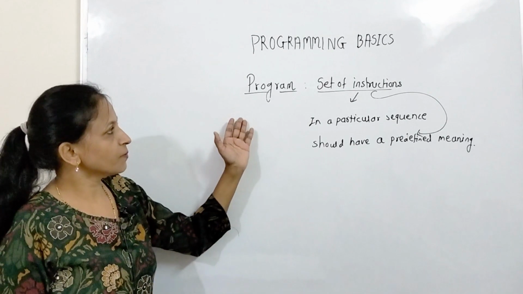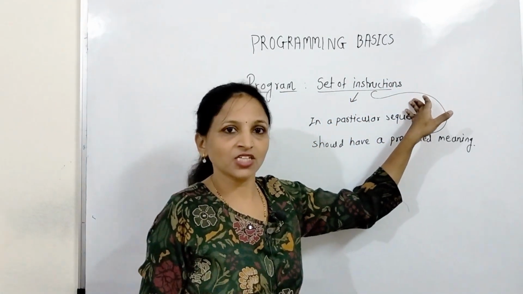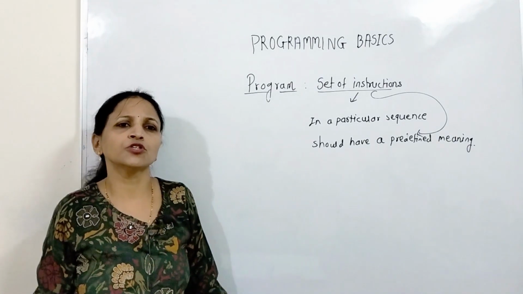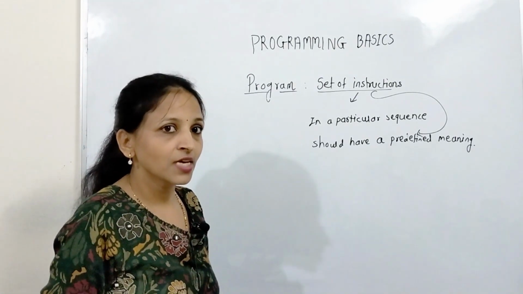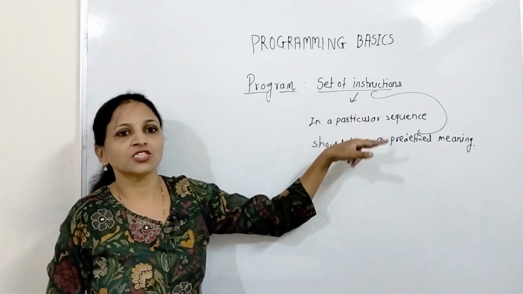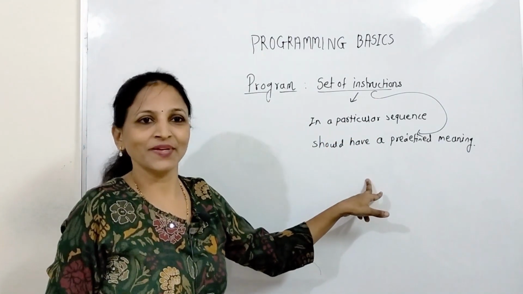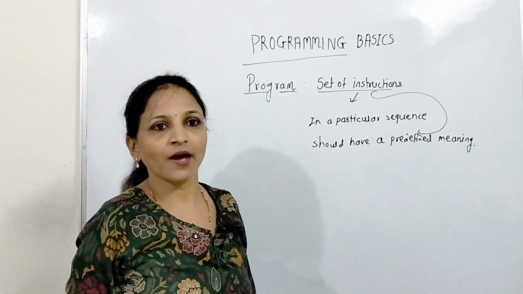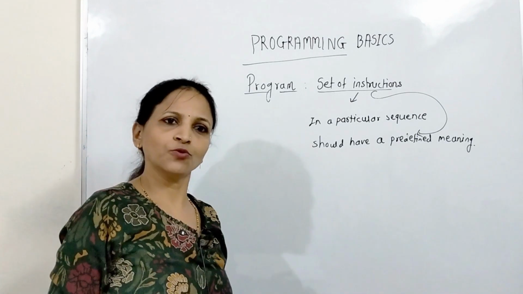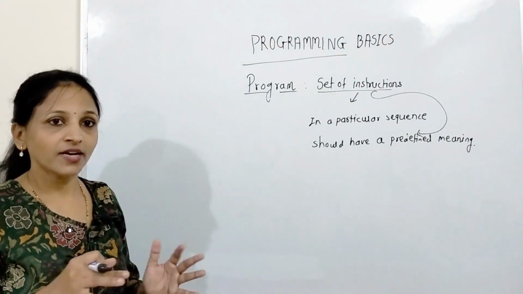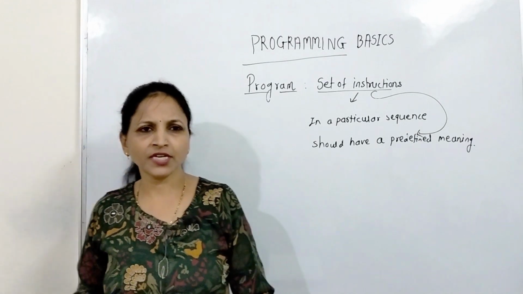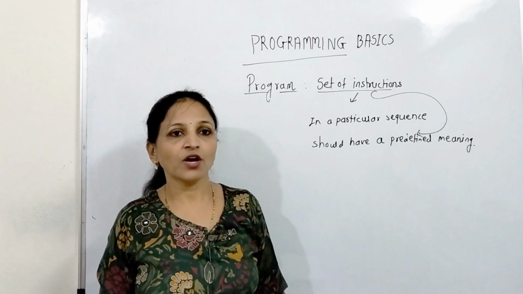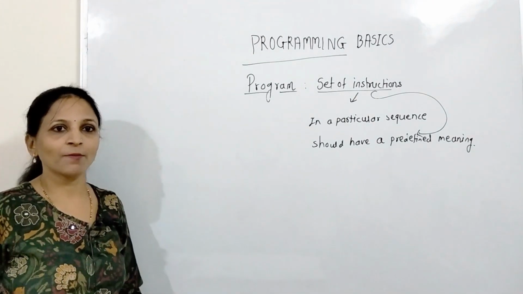So a program is nothing but a set or group of instructions. Whatever instructions you are writing should follow a particular sequence, and each and every instruction should have a predefined meaning. Programming is nothing but the task of writing a program. Writing a program is nothing but doing programming. For writing those programs, you have to use a programming language, because the computer doesn't know the English language. That's why you have to write code using a programming language.